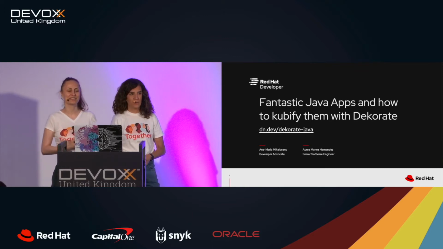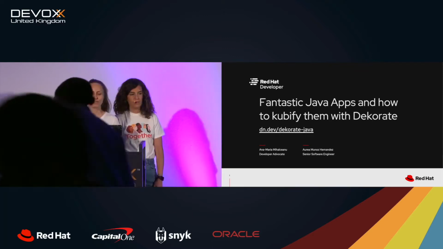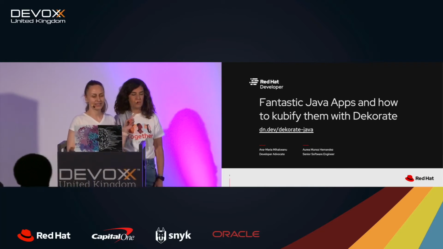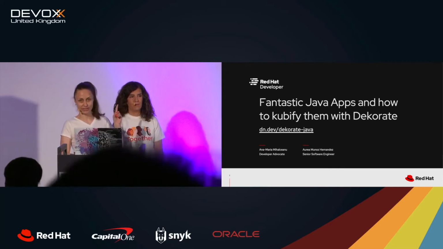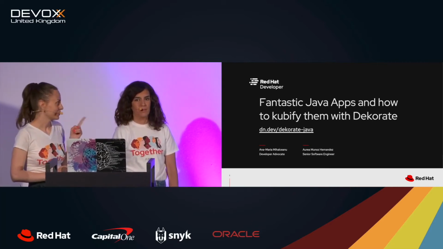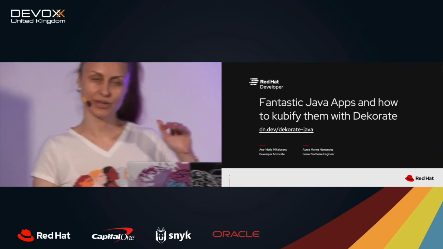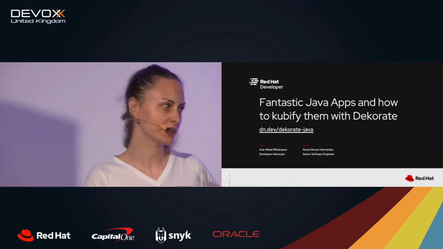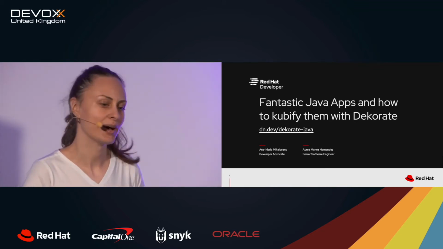Welcome to fantastic Java apps and how to kubify them with Dekorate. The place where you find the slides is dn.dev/dekorate-java. So this is where you can find the slides of today. You can download them from there. And also at the end, we're going to share the location of our code. It's present in the slides, but we're going to share a QR with that one as well.